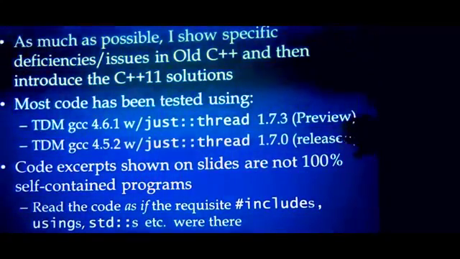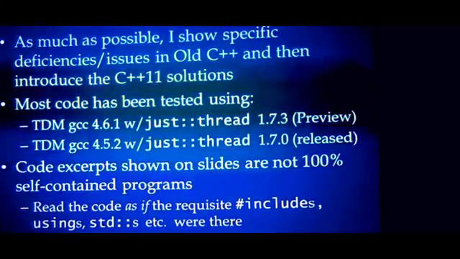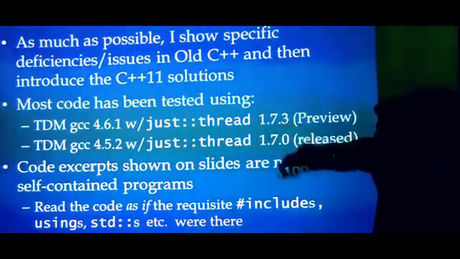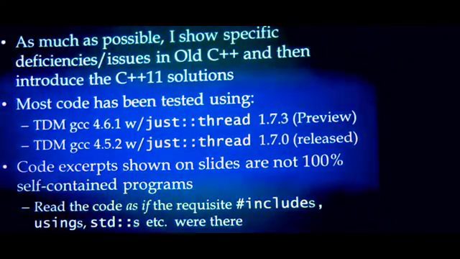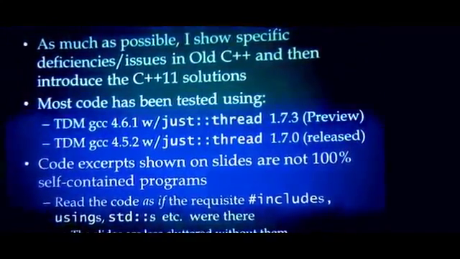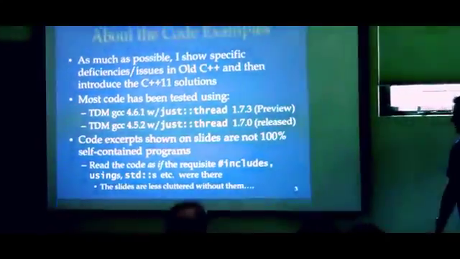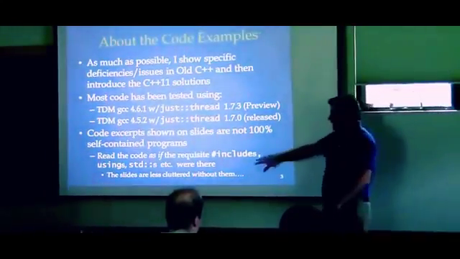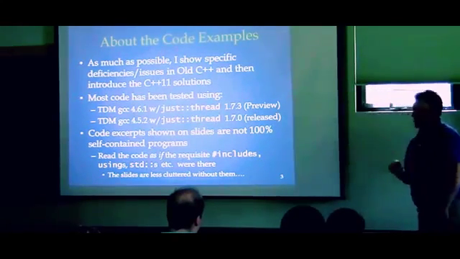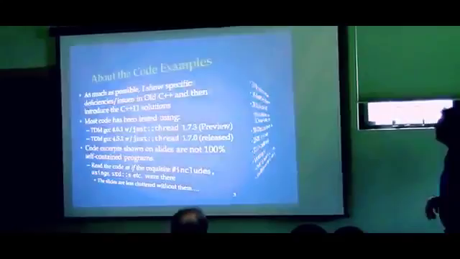Most of these slides were developed about a year ago and tested on these versions of GCC. At the time, concurrency wasn't actually part of the distribution of most compilers, so I used Just::Thread, which is Anthony Williams's C++11 compliant concurrency library, to test all the concurrency stuff. The code excerpts are not completely self-contained programs, simply because a lot of this stuff is missing. So just pretend the appropriate includes and std:: qualifiers and usings were there, and then the code should work. But I didn't want to clutter the slides too much.